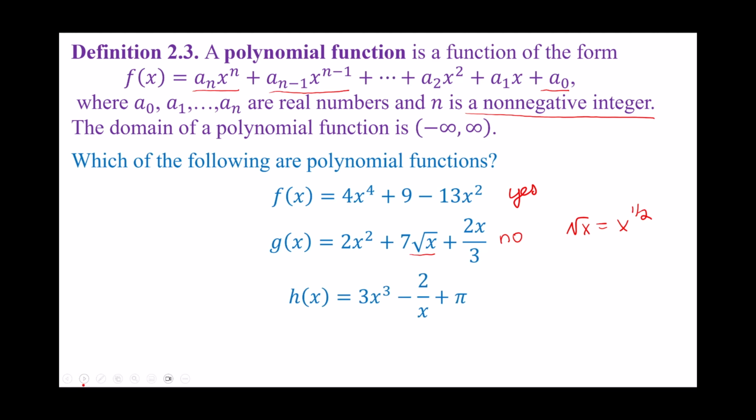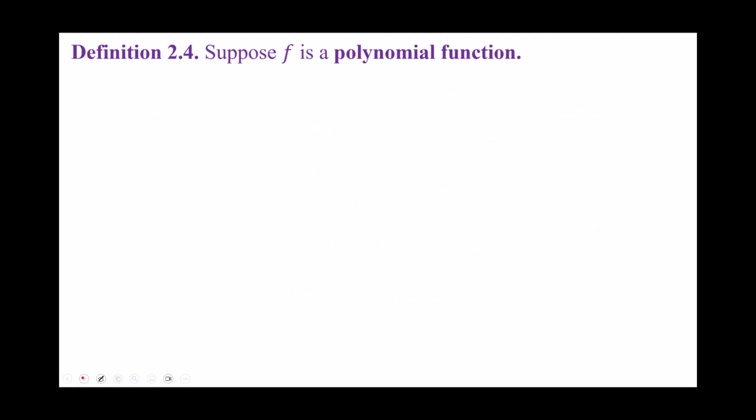What about this one, where we have h of x equals 3x cubed minus 2 divided by x plus pi? This one is not a polynomial, and the thing that makes it not a polynomial is this term right here. So 1 over x is x to the negative first power, and again, we need the powers to be non-negative integers. This power is a negative integer, so this is not a polynomial.